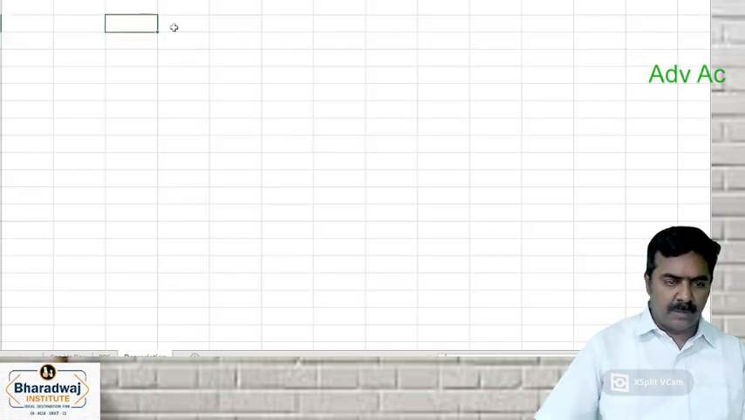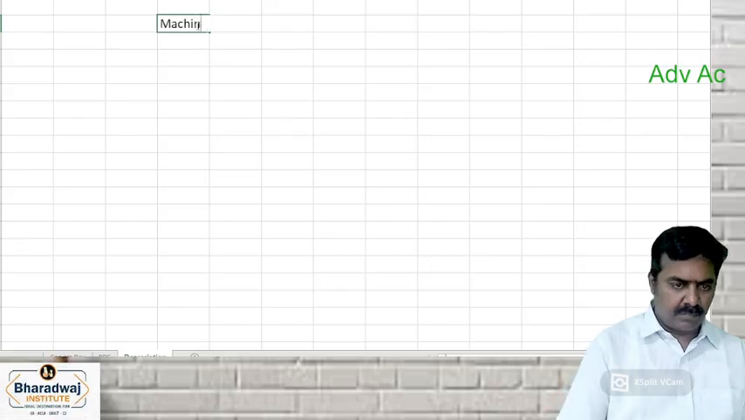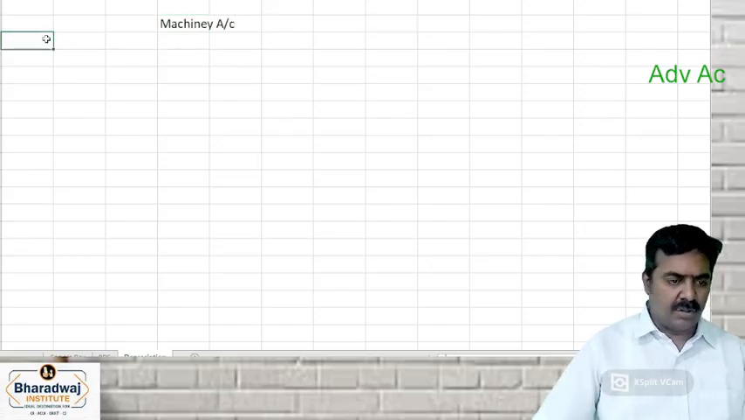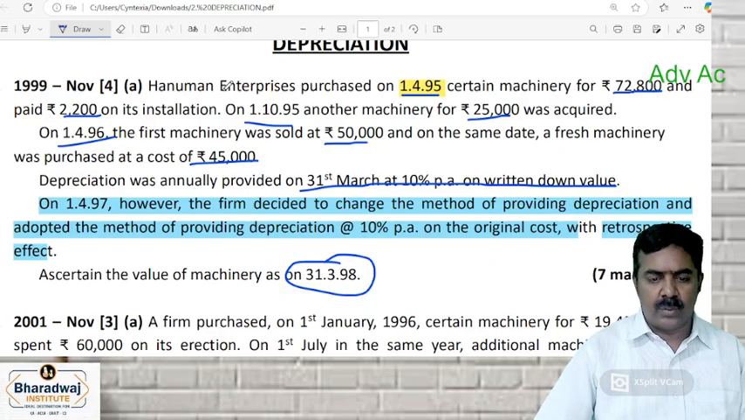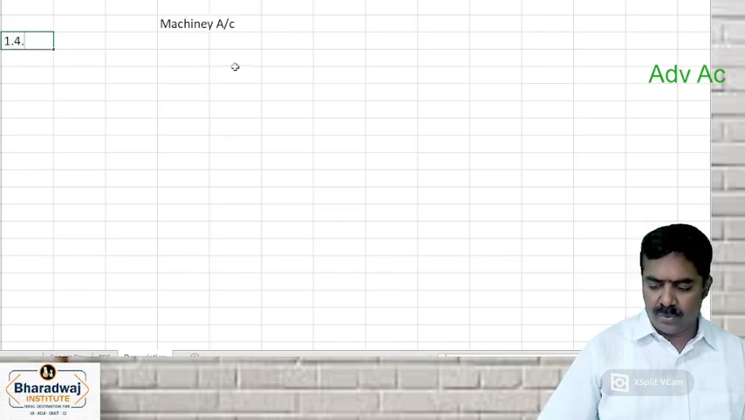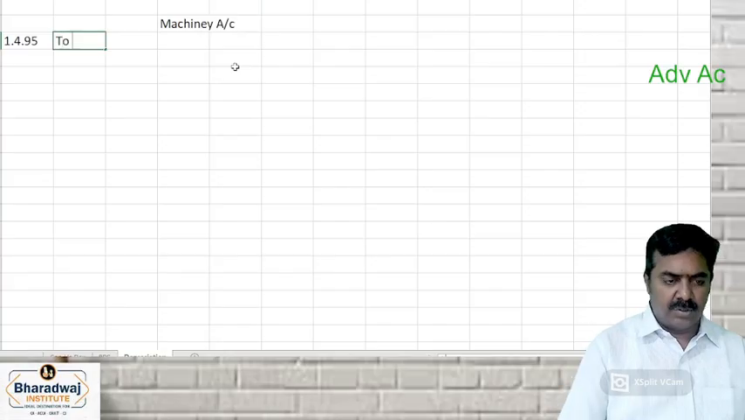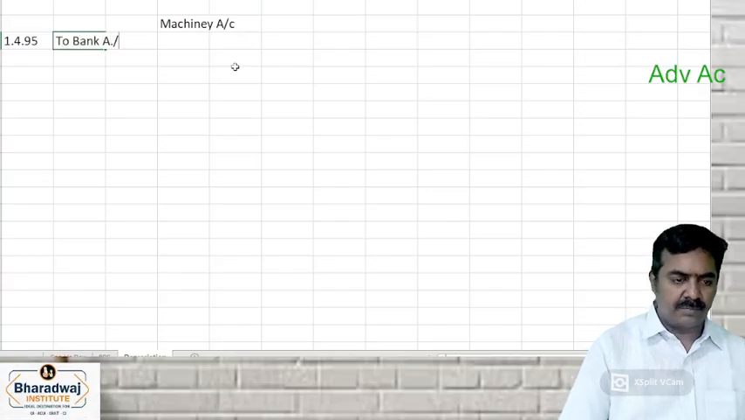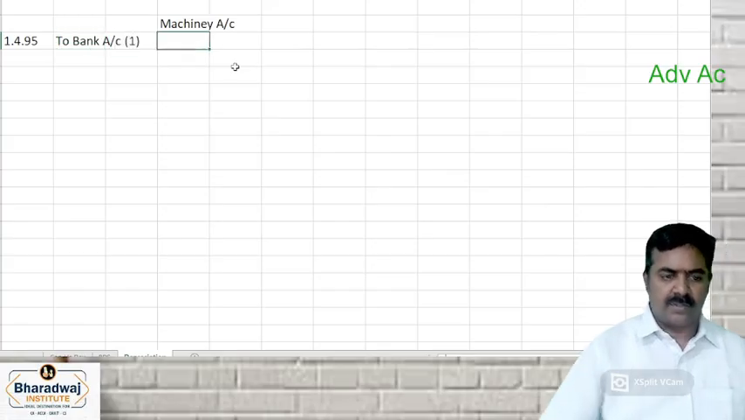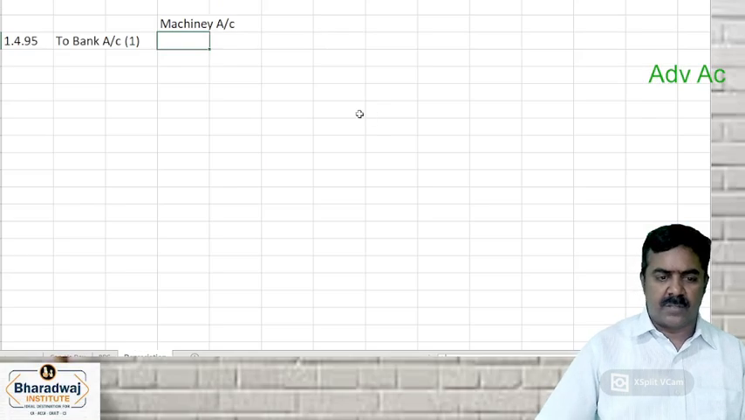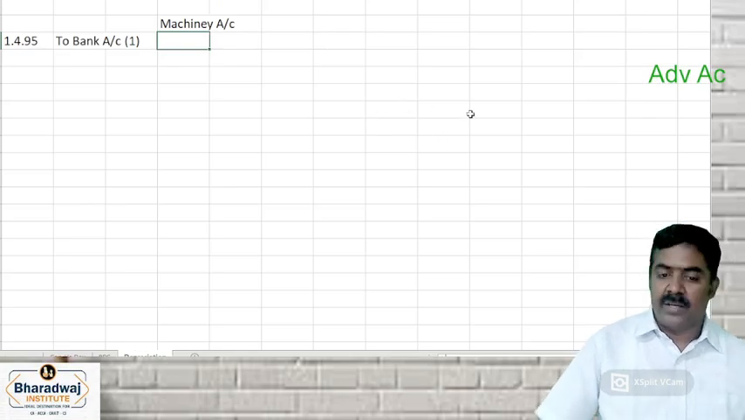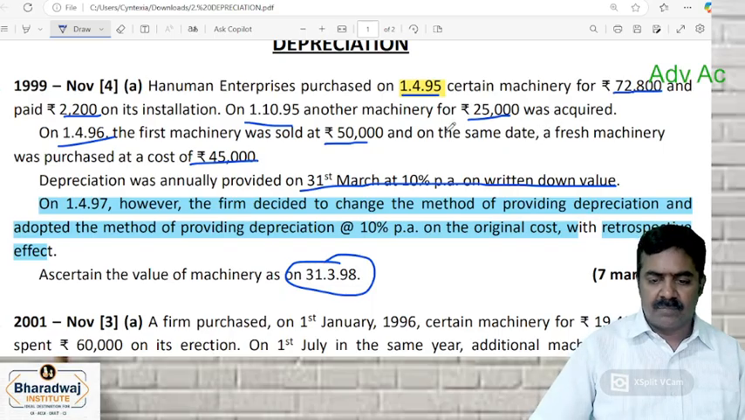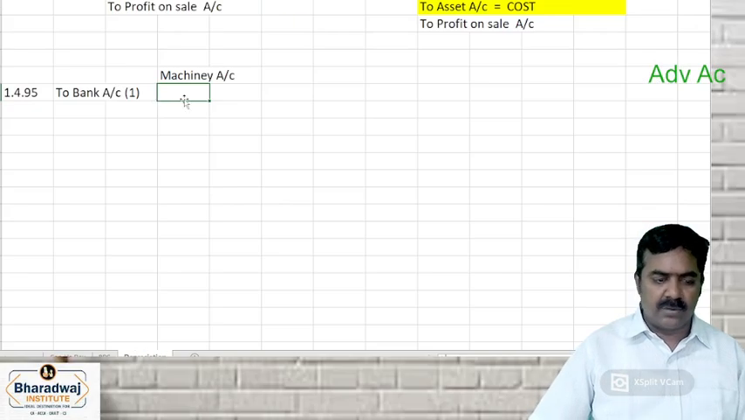Which account we need to prepare? Machinery account. Do it along with me, no need to wait. 1495, machinery account debit to bank account. This is for the first machine. First machine is purchased for how much? 72,800 plus 2,200 installation.